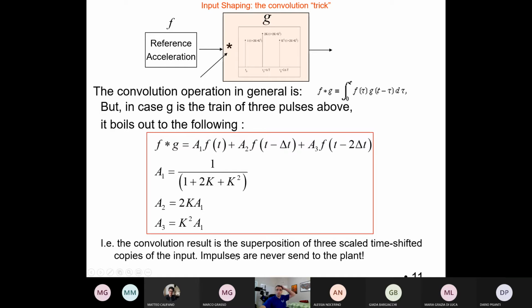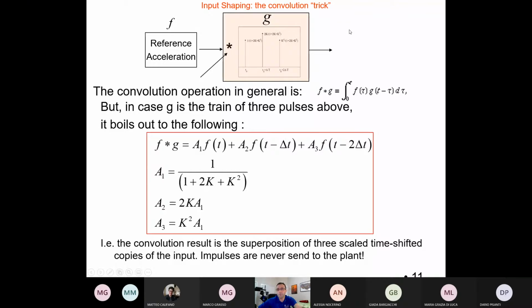So basically, the convolution results in three time-shifted copies of the input. The impulses are never sent to the plant. This is basically a filter. This is taking the reference bang and spitting out something different.